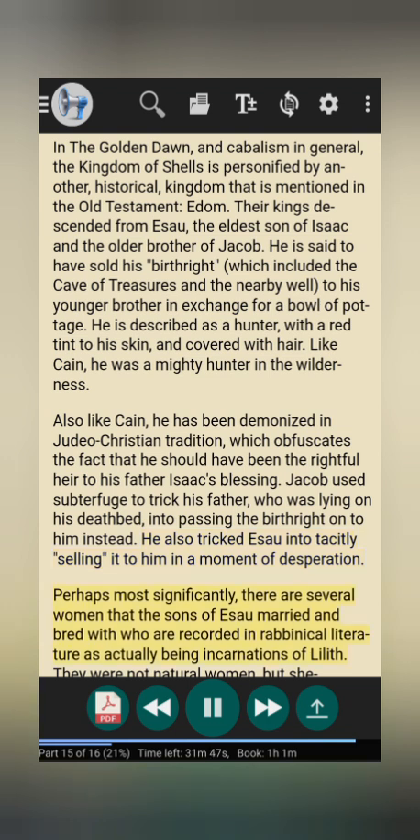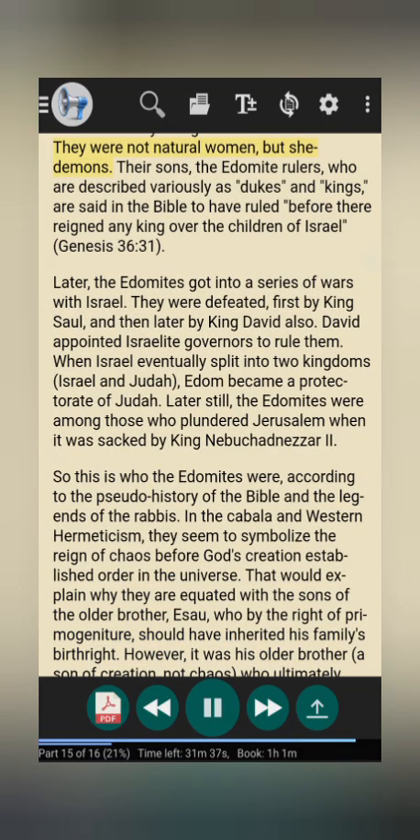Perhaps most significantly, there are several women that the sons of Esau married and bred with who are recorded in rabbinical literature as actually being incarnations of Lilith. They were not natural women, but she-demons. Their sons, the Edomite rulers, who are described variously as dukes and kings, are said in the Bible to have ruled before there reigned any king over the children of Israel. Genesis chapter 36, verse 31.